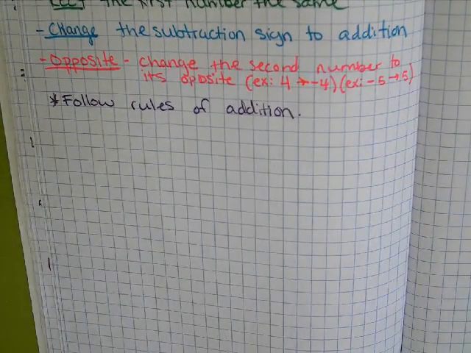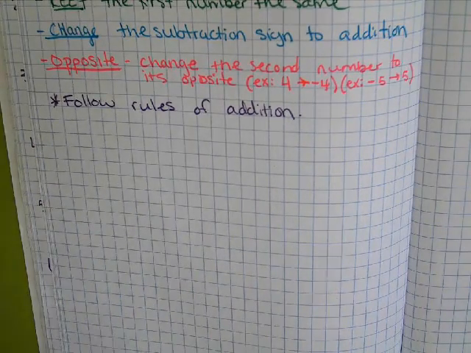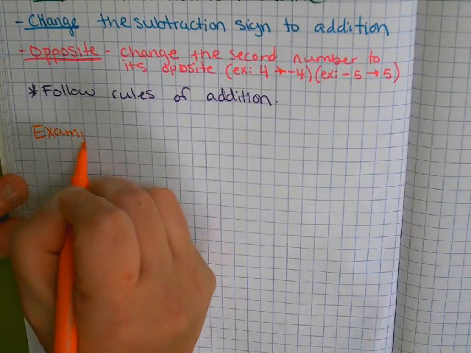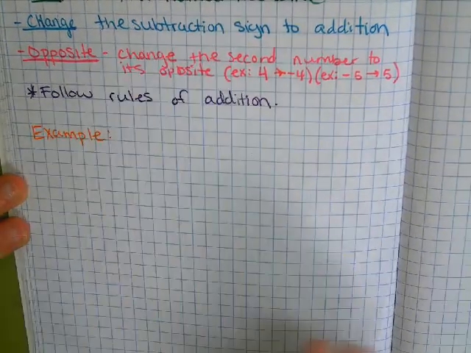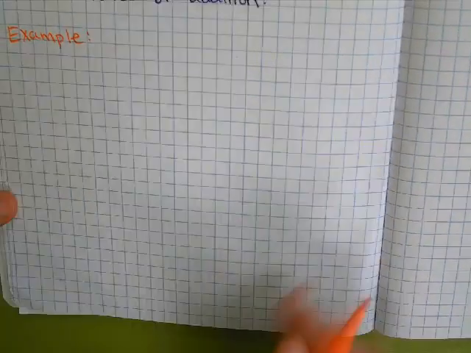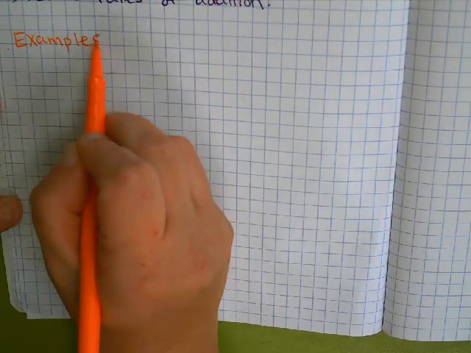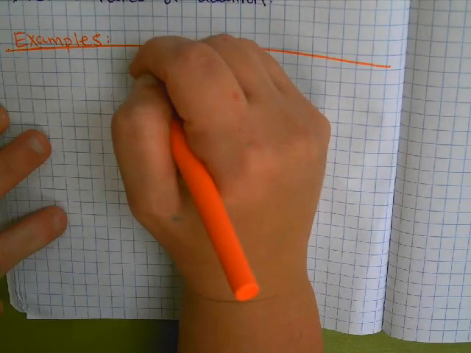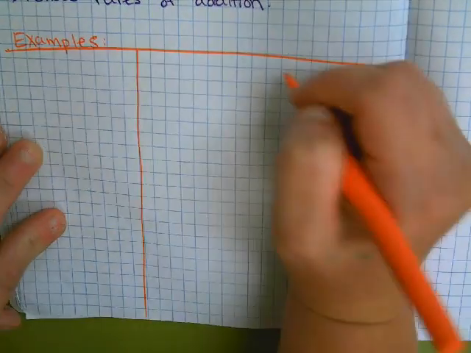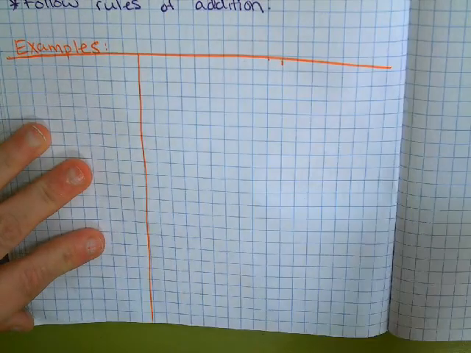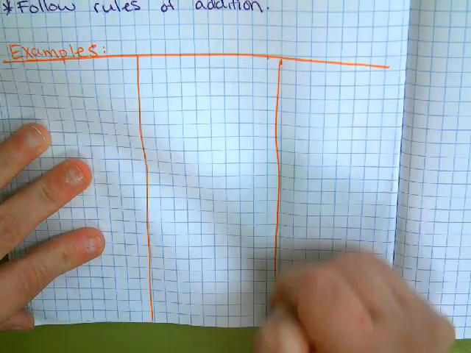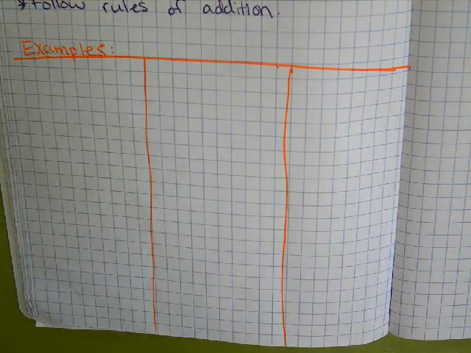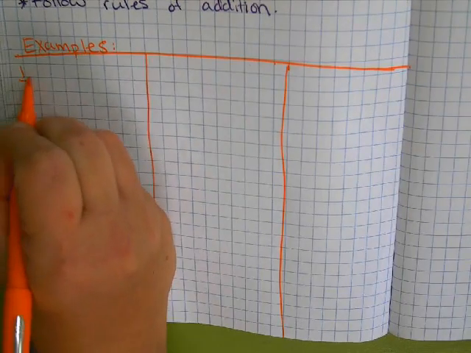So let's try an example. Okay, so we're going to fit 3 examples on here. Examples. So I'm just going to divide it into 3 sections here. There we go.